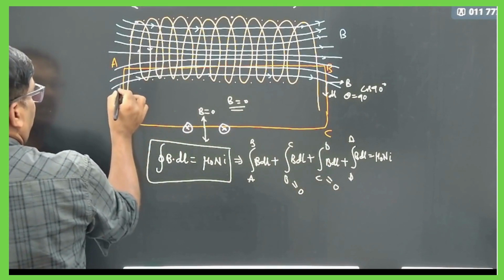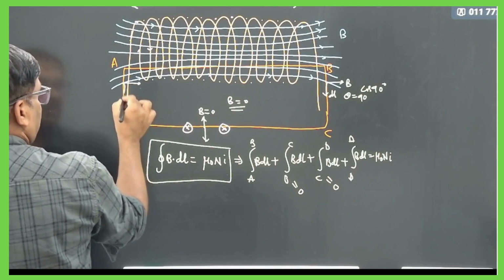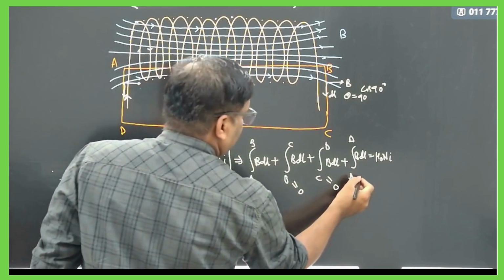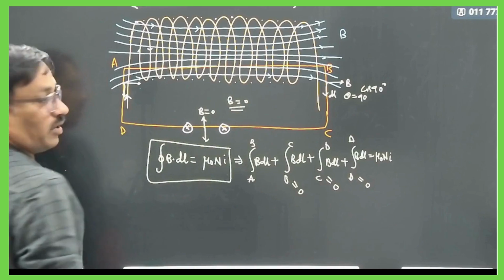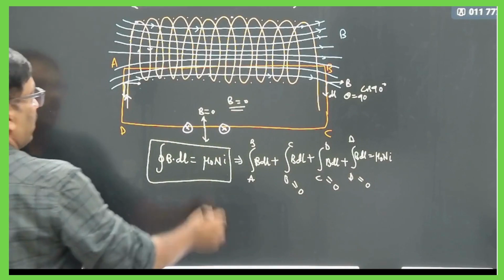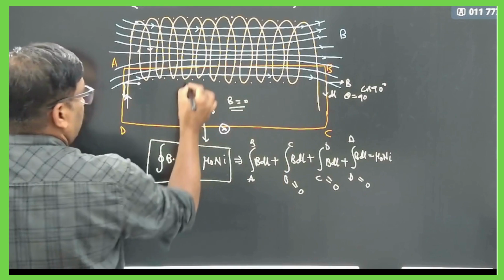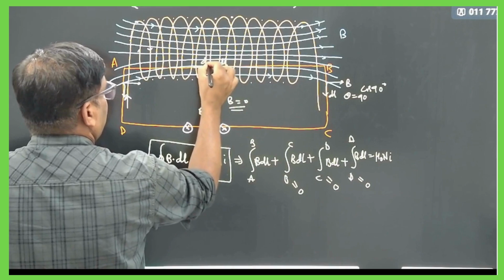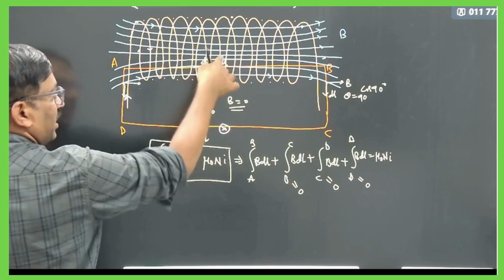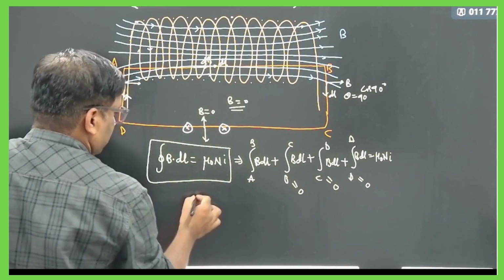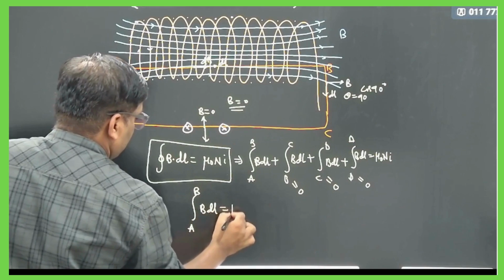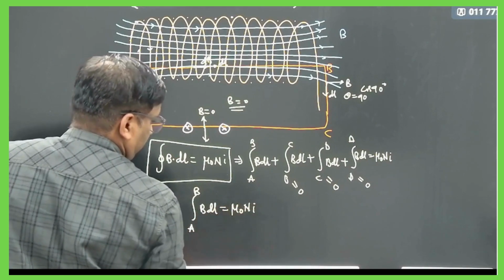And for DA, this side it is your magnetic field, this side it will be your length, and also theta is equal to 90 degrees. So along DA the magnetic field contribution will be 0. Now you have the magnetic field only along this direction. So this side it will be your dl and this side it will be your B. The angle theta is equal to 0. Here A to B, so B dl is equal to mu naught into Ni.